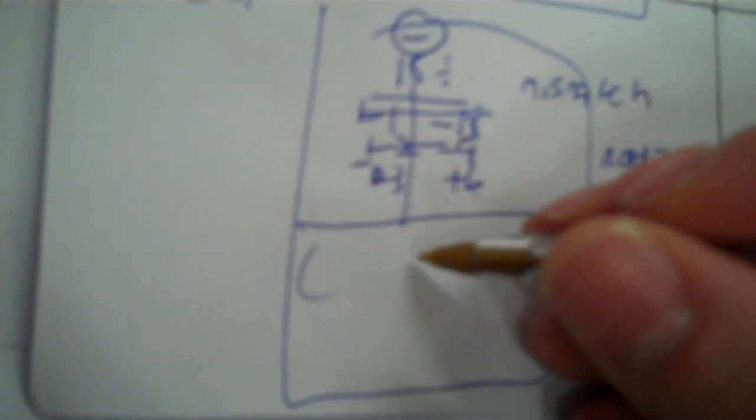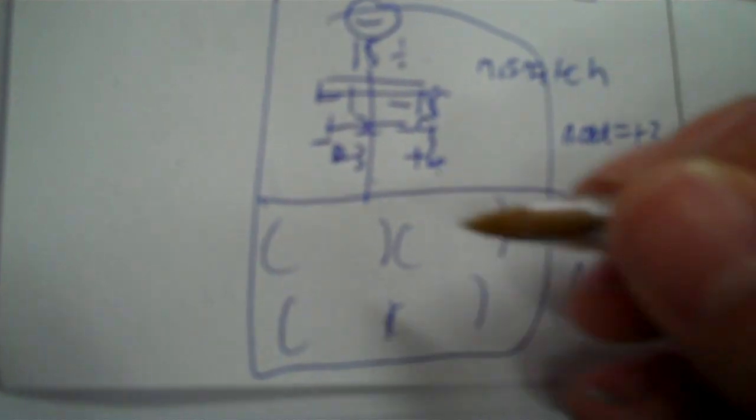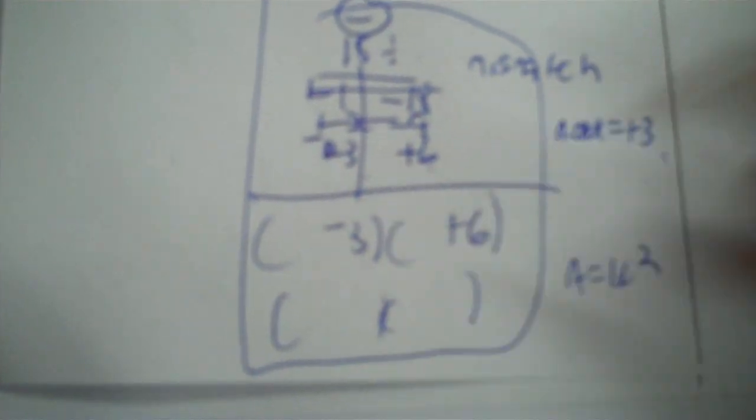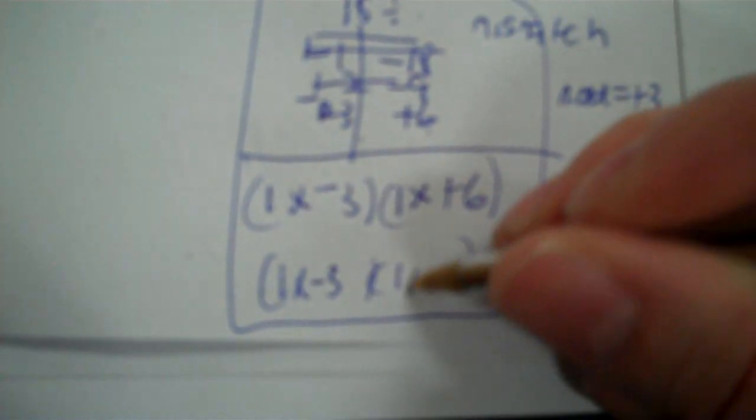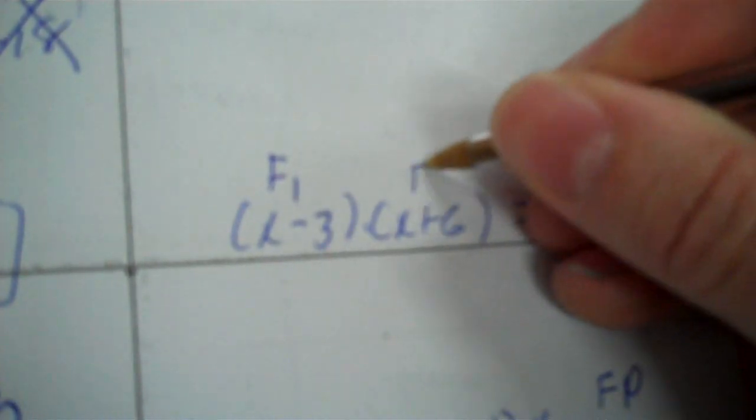A is 1x to the second. Okay, so x times x. Put the 1's in front of the x's. Those can't divide down, they just stay the same. Okay, now bring those over. X minus 3 times x plus 6, and that is what we use to get our 2 answers, the factors, factor 1, factor 2.